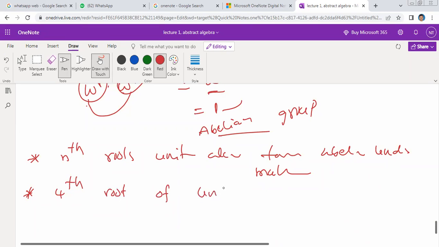Fourth root of unity also forms a group, an abelian group. Yes, sir. That means, you know, it is a very repeated question. 1, minus 1, i, minus i.